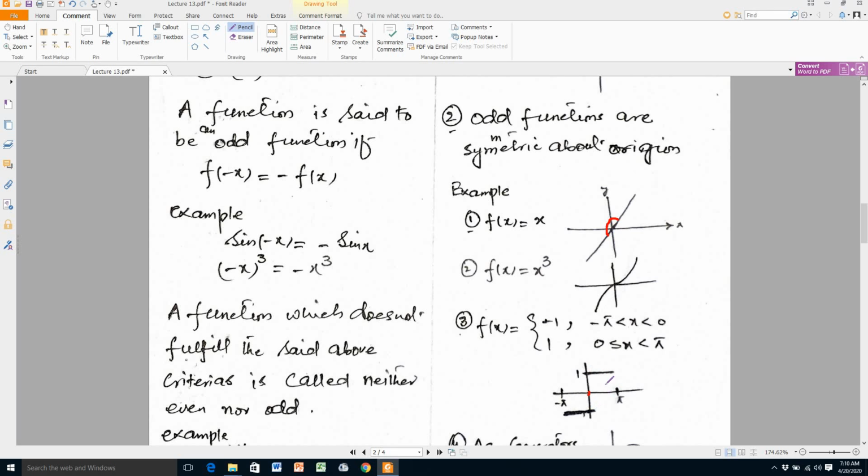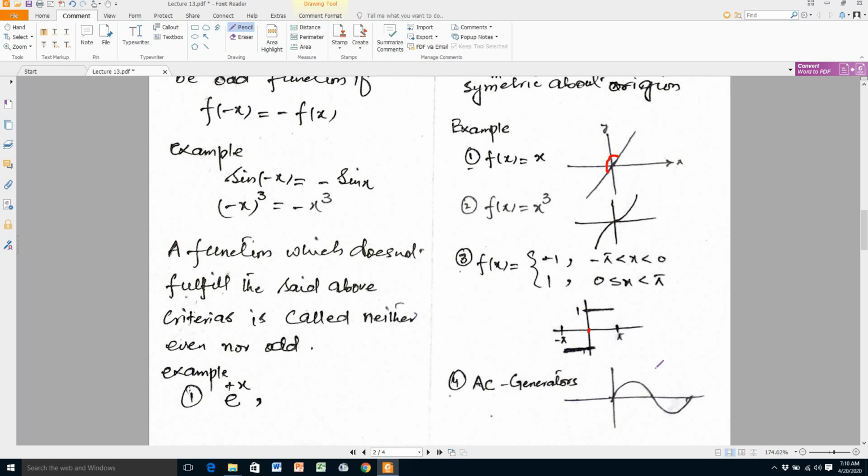Such types of functions show their nature, that is odd. If a graph is in this form, then it shows the odd behavior.